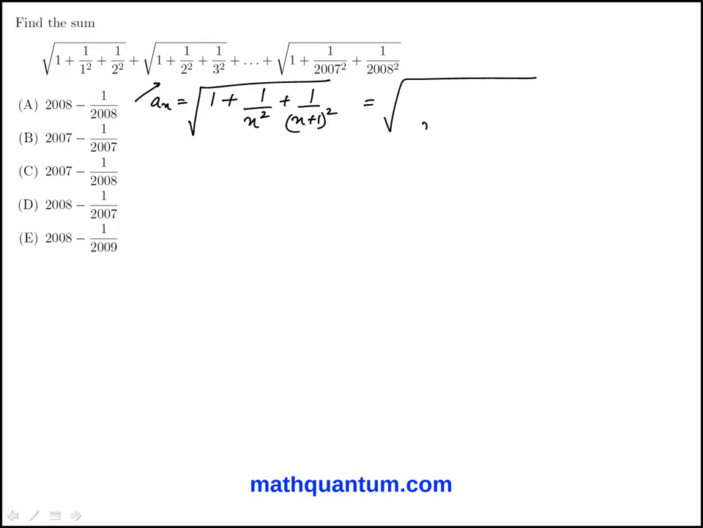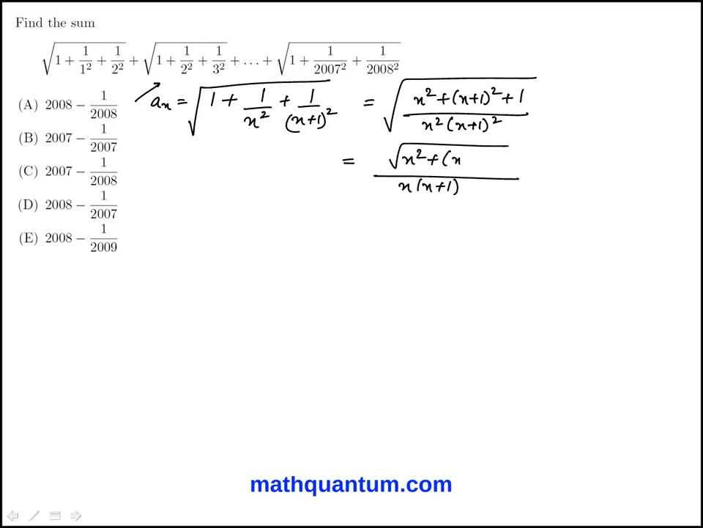So here, the denominator is the product of all the terms here, and then I have n squared plus n plus 1 squared plus 1. So this, the denominator, of course, we can take it out of the square root. That's n times n plus 1. And we have n squared plus n plus 1 squared plus 1. Now this numerator is equivalent to n times n plus 1 plus 1.